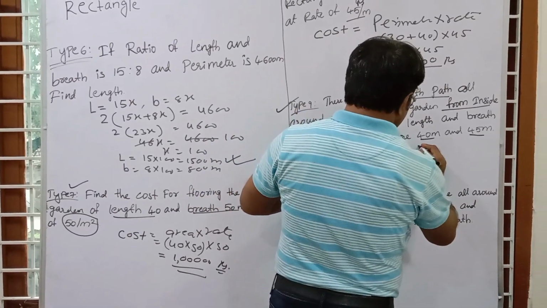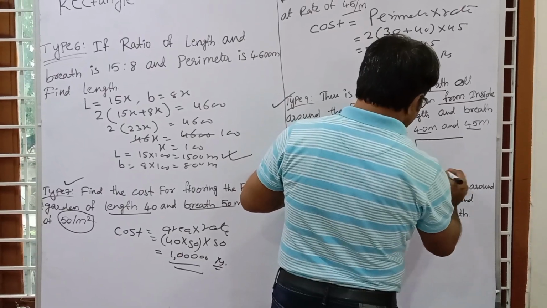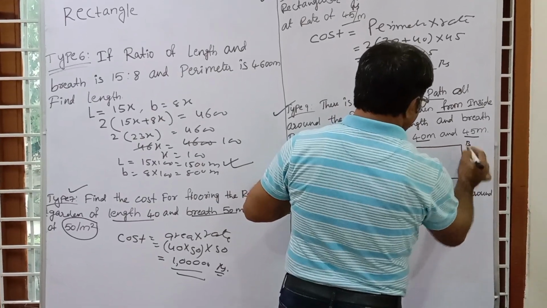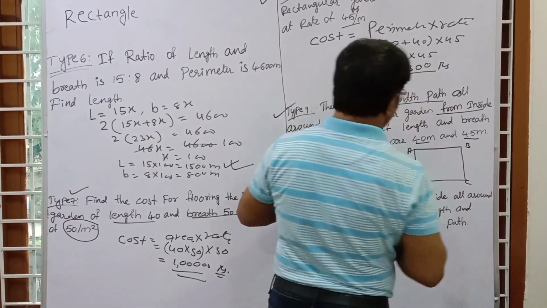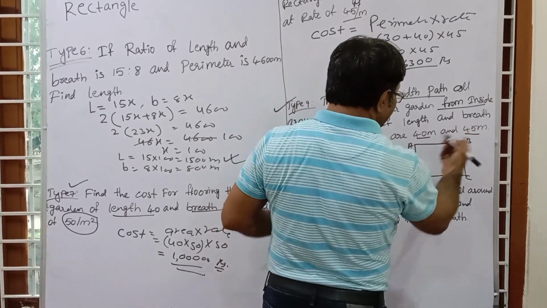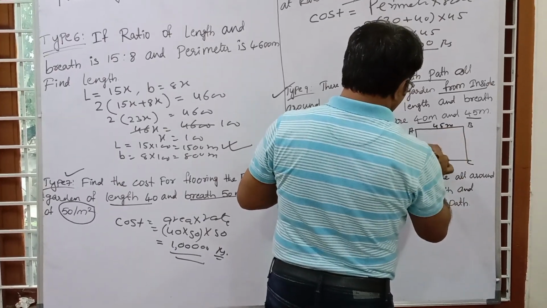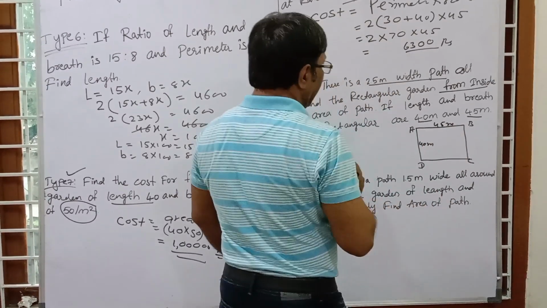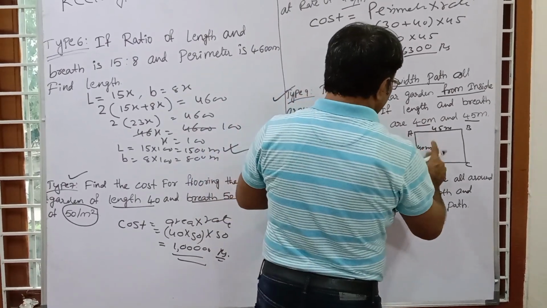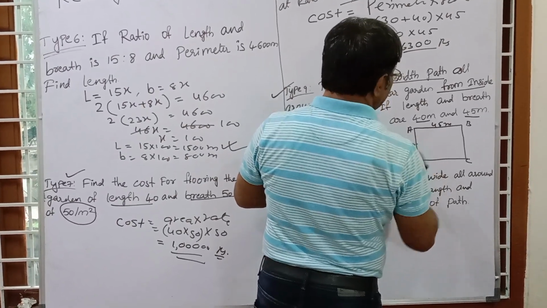So suppose this is a rectangular garden, that is ABCD. It is given 40 and 45. So the greater one will be the length. So this is 45 meter and this is 40 meter. Right? Now there is a path inside, 2.5 meter. So suppose this is 40 meter.